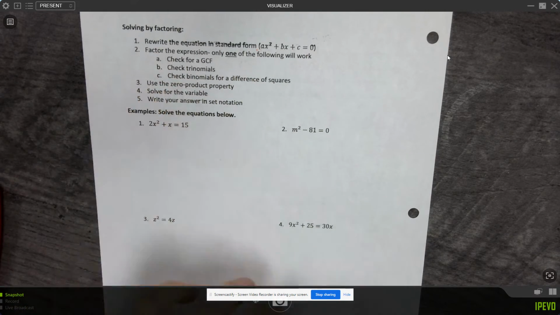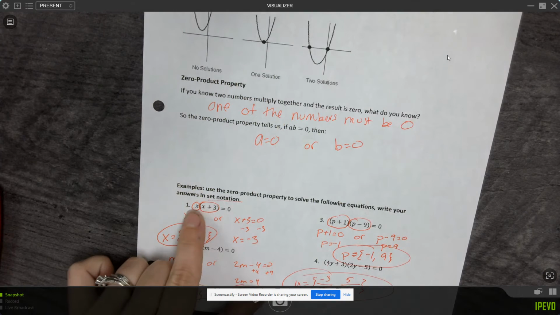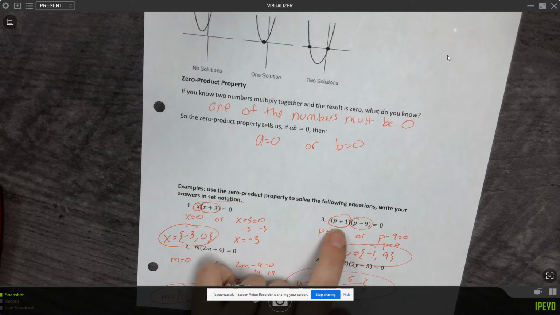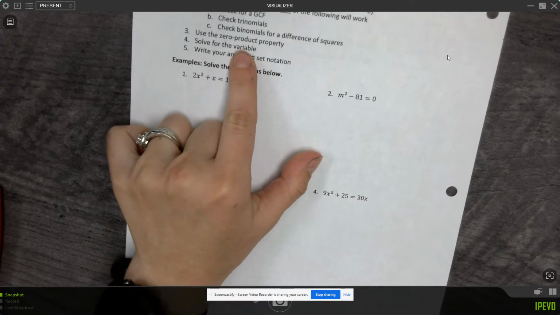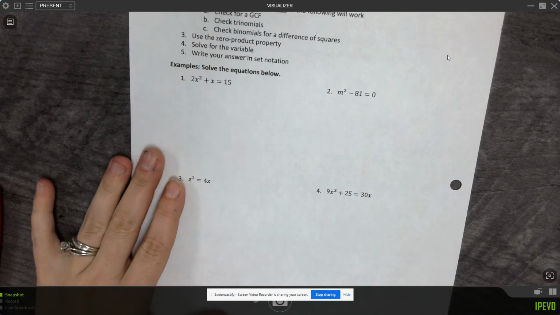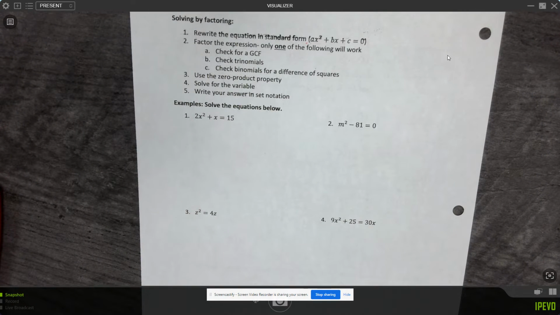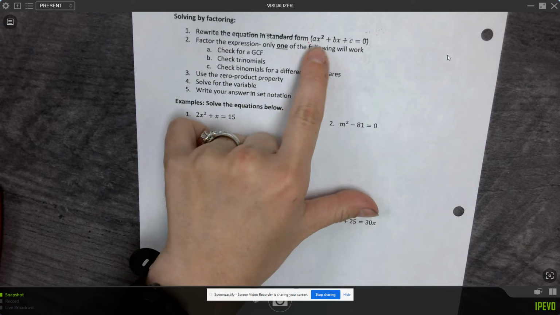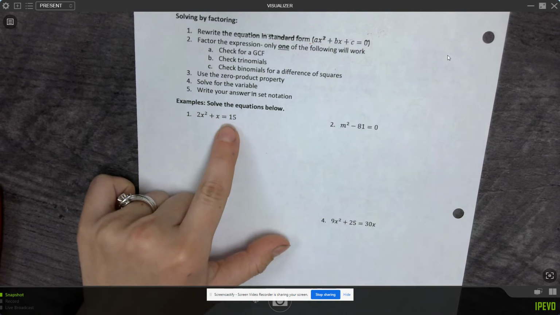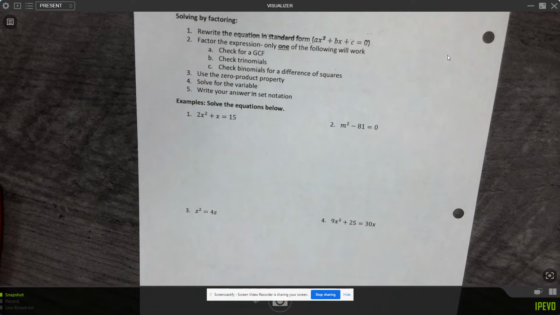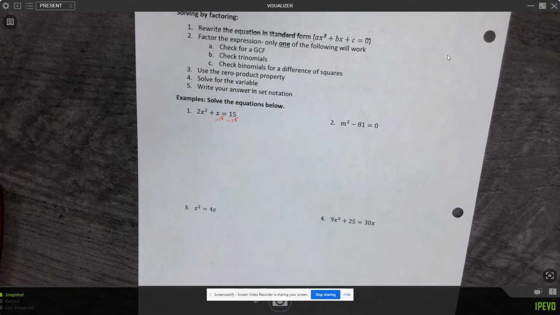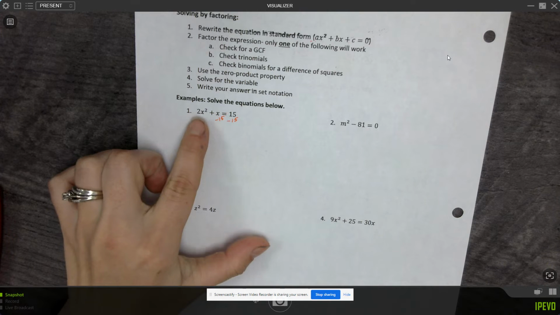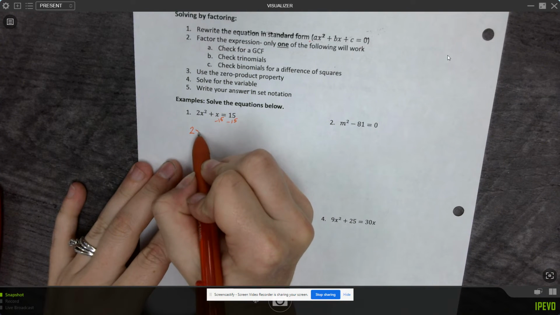Once you have factored, you're going to have something that looks like this, or like this, or like this, or like this. Use your zero product property, solve for your variable, write your answer in set notation. So example number 1. Am I in standard form ax squared plus bx plus c set equal to 0? I am not equal to 0. This is a simple fix. I need to get that equal to 0, so I need to subtract 15, and I need to subtract it from both sides because everything you do to one side you must do to the other. And I'm going to squeeze it in at the end because I want the x squared and then the x and then my constant.